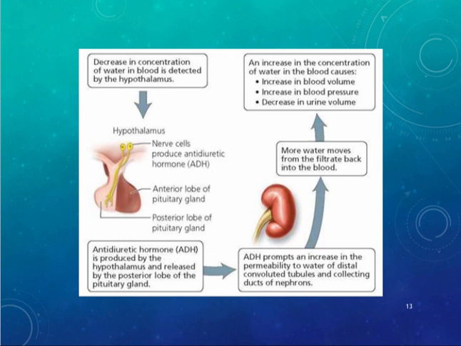We've already talked about antidiuretic hormone previously. Once again, this is another area where the hypothalamus detects that there's low volume, stimulating the pituitary gland to release antidiuretic hormone. So more water moves from the filtrate back into the blood. That's what's bumping up your blood volume and your blood pressure.